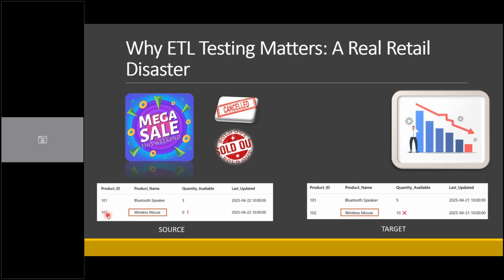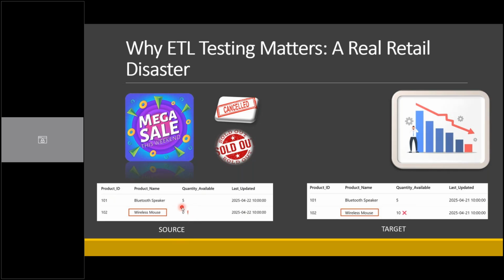Let's say this information is available to the customers while they are purchasing a product. So the customer is seeing this target view. When the customer tries to purchase a wireless mouse, he or she will see, okay, 10 quantities are available in stock, so I can purchase one. Like that, people will start to purchase. But what happened is, in the source there are no items left.